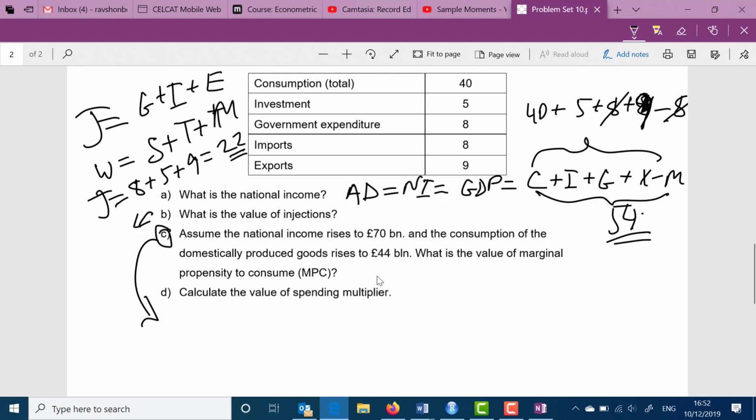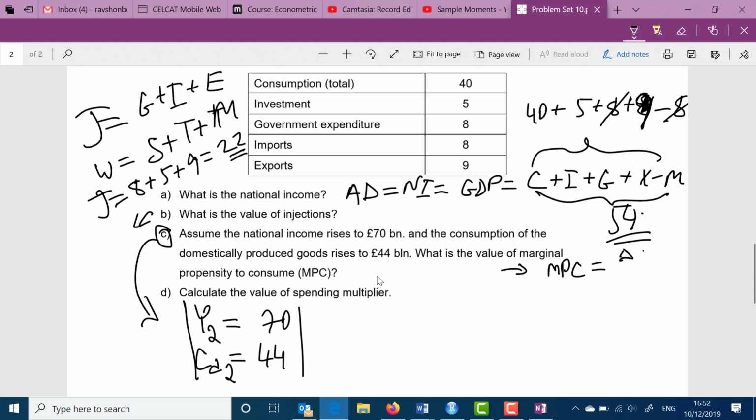Assume the national income rises to Y2, which is our national income, 70 billion, and the consumption of domestically produced goods, CD2, is 44. What is the value of marginal propensity to consume? And remember the formula for marginal propensity to consume? MPC is equal to change in consumption over change in income. Write this down, please.